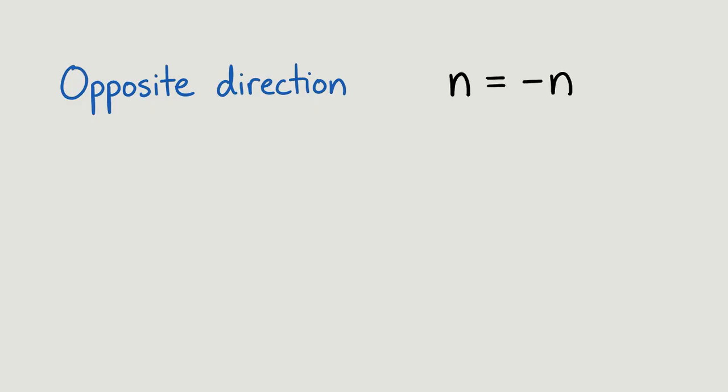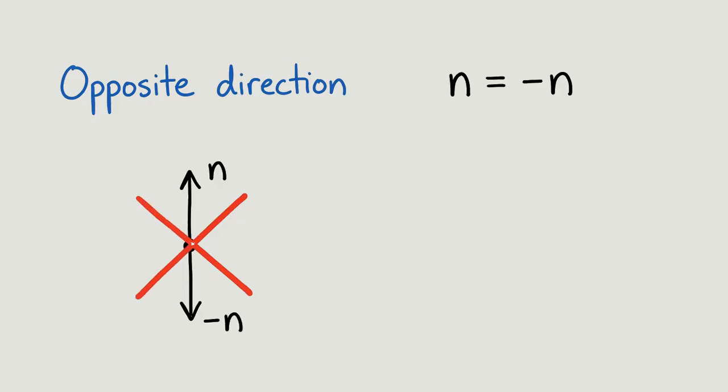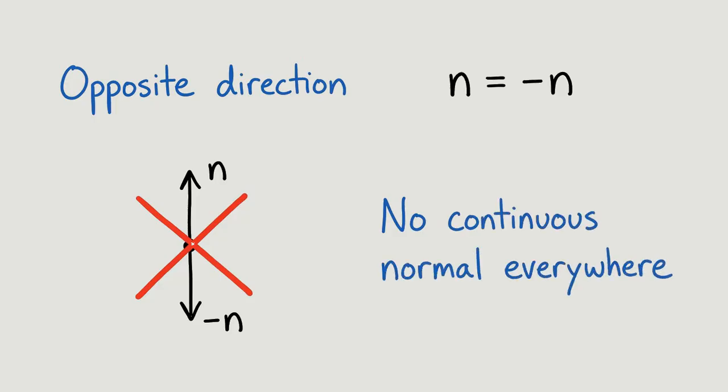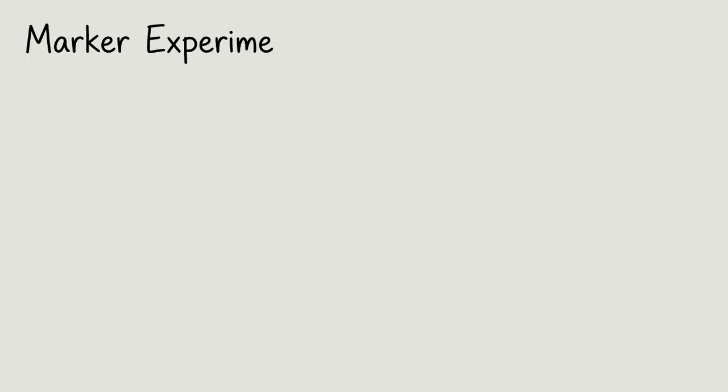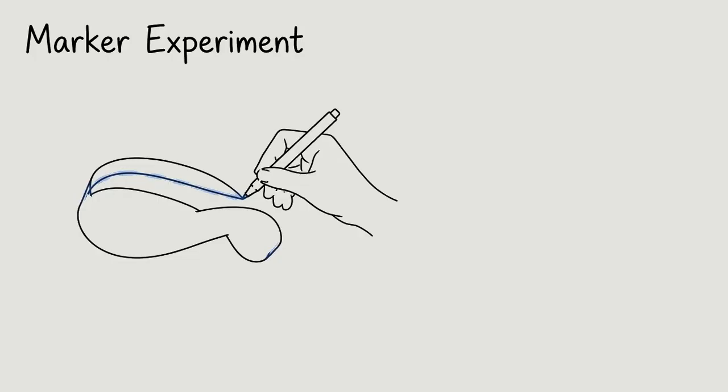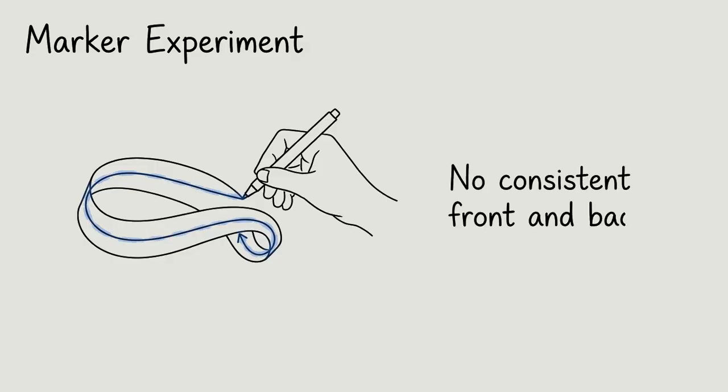That is a contradiction. At a single point, a unit normal cannot be both n and minus n at the same time, so there is no way to choose a continuous normal direction everywhere. That is exactly what it means to be one-sided. This also explains the familiar marker experiment. If you draw a line without lifting your pen, the path passes through what feel like both sides without crossing an edge. That is the physical version of the same topological fact. There is no consistent front and back.